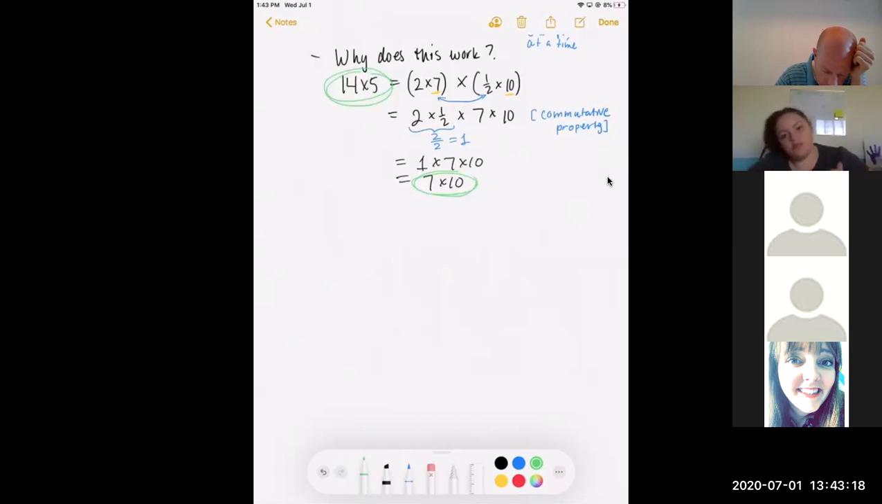The next example is when you have an odd number multiplied by 5. So even numbers are easy because you can divide them by 2. Any even number is divisible by 2. But if you have an odd number times 5, we'll use a modified approach.